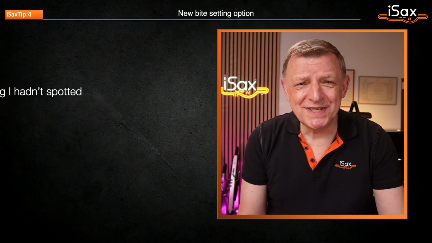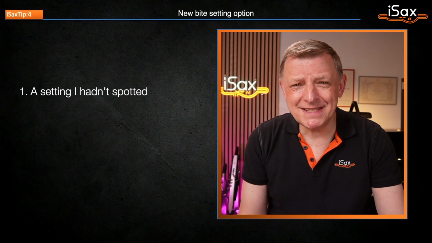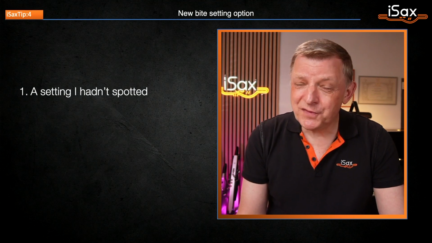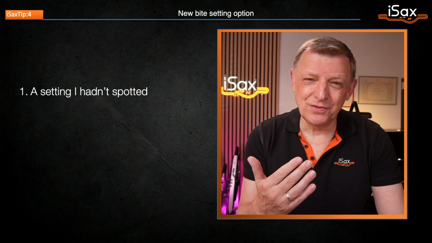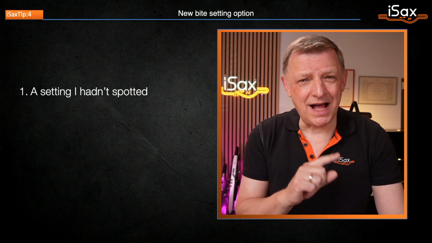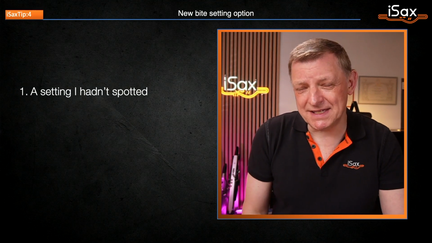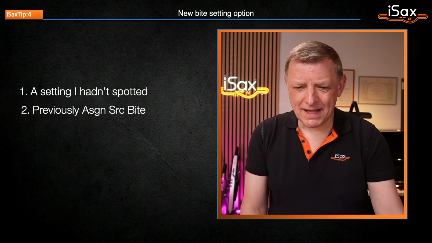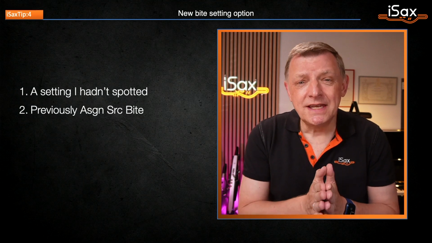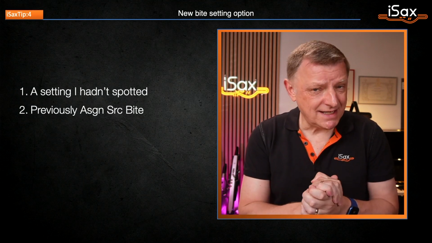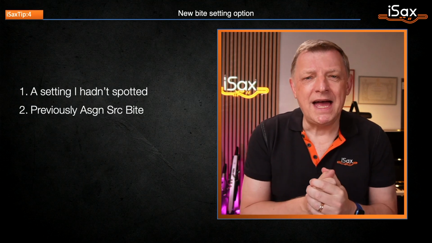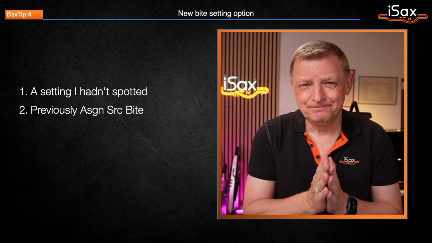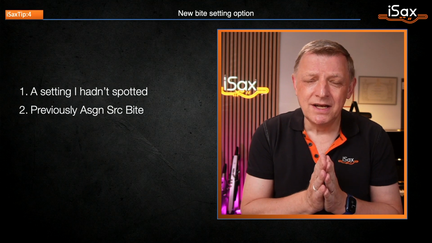What is this new setting? Well, it's something I hadn't spotted, as I've just said. And it really affects certainly everything I do with my bend setup. Now, I tend to use the Sax bend setting, but it also affects the eWind setting as well. Now, previously we've looked at this in our videos, and it's a setting that is still there, and it's called Assign Source Bend. Let me just see if I can explain what's going on.